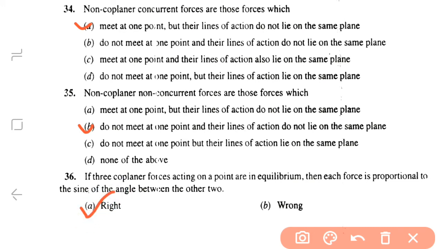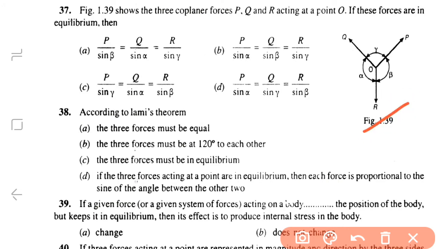So next question is question number 37. Here friends, this figure shows the three coplanar forces P, Q and R acting at a point O. If these forces are in equilibrium, then here these are the options, and here option B is the correct answer for this question, that is P upon sine alpha is equal to Q upon sine beta is equal to R upon sine gamma.